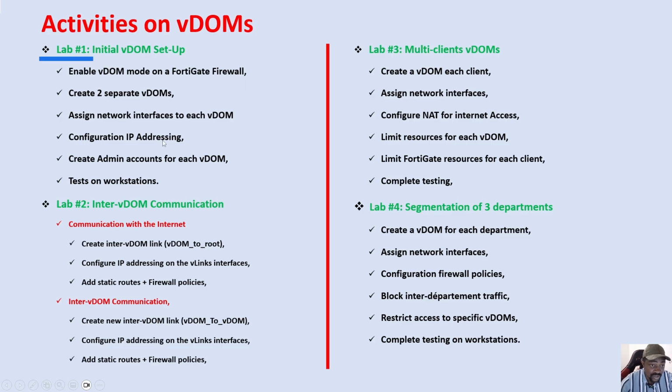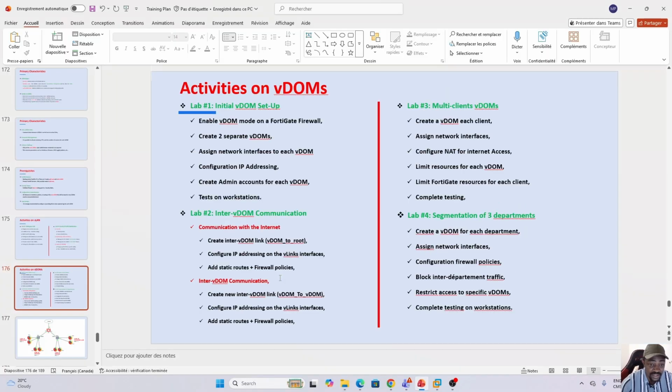In that lab, we created two vDOMs, and for now there is no communication between them. So today we are going to jump into lab 2, where we are going to do inter-vDOM communication. We are going to configure two communication types. The first will be communication from each vDOM to the internet, and the second will be communication between the two vDOMs, so inter-vDOM communication. Without wasting time, let's jump directly to our FortiGate device to proceed.